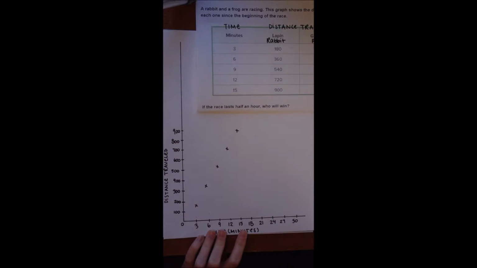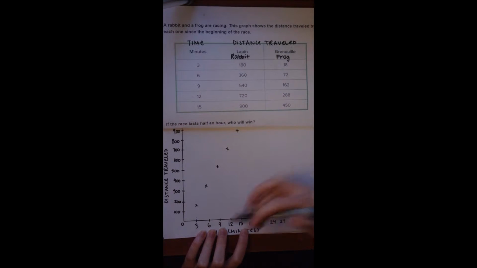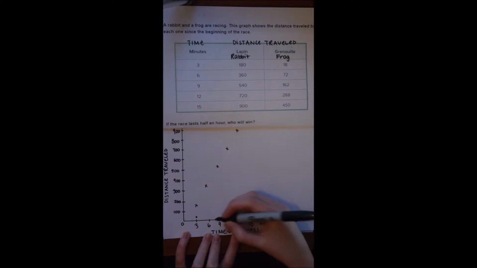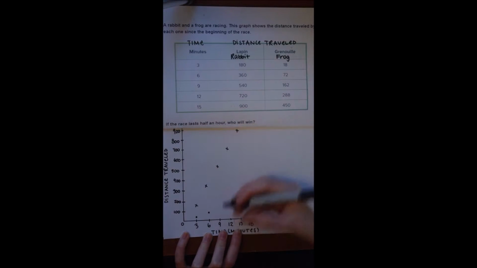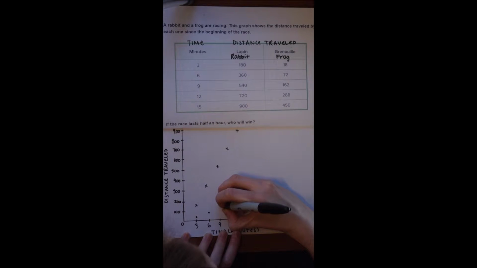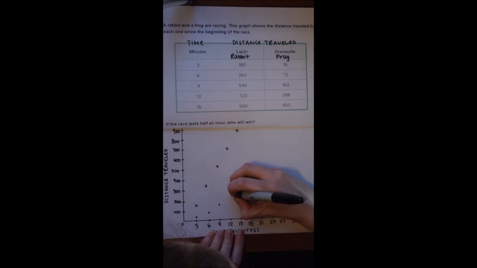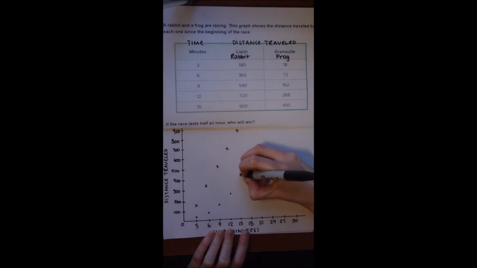Next, we can plot all the points for the frog. So, at time equal to 3, the frog traveled 18, so down here. At 6, 72. At 9, 162. At 12, 288. And 15 is 450.